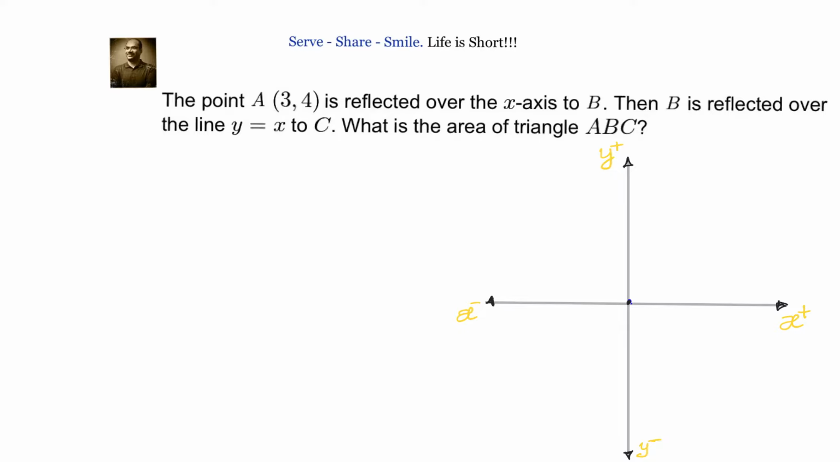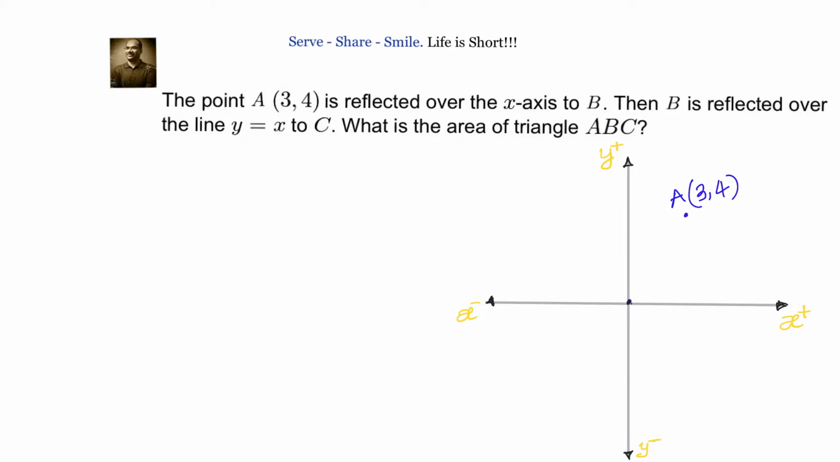So, we have been given a point A and we have been told that that particular point is reflected over the x-axis to B. Let us say (3, 4) is here. This is our point A (3, 4).